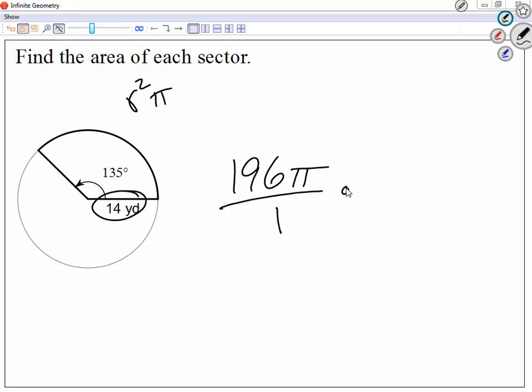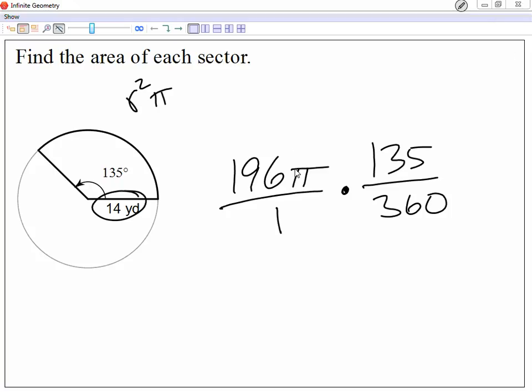And I'm going to multiply this by how much of the circle we have. We have 135 degrees out of 360. The whole circle is 360, we have 135. So once again, it is the area of a circle times how much of the circle we have. And then just multiply fractions the way you know how to multiply. We just multiply straight: 196 times 135, 1 times 360.